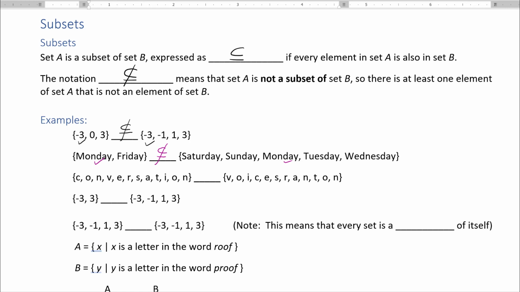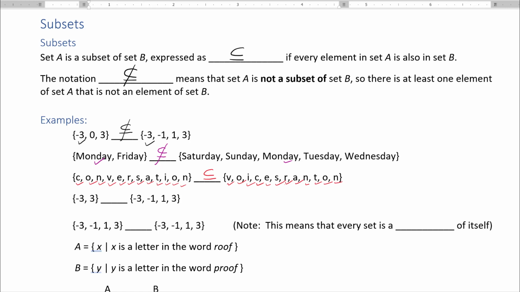Okay, so all of the letters of conversation, we have to check these individually. So we have C, yes, O, N, yep, that's there, V, yeah, E, R, yes, S, yes, that's there, A, T, I, O. Looks like all of them are there. So every element that's in the first set is also in the second set. Therefore, I can say that these are subsets of one another.